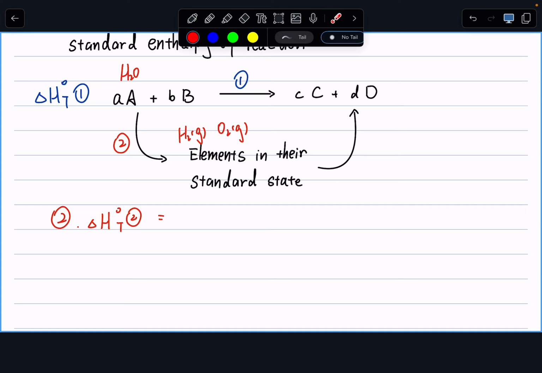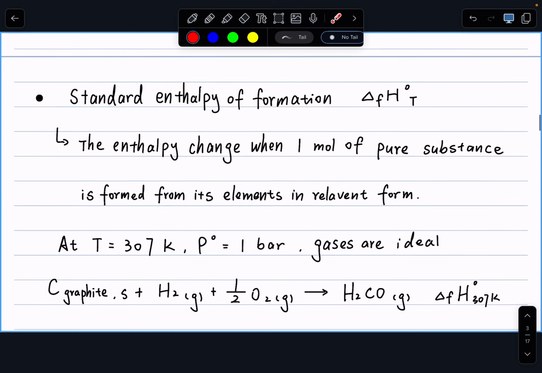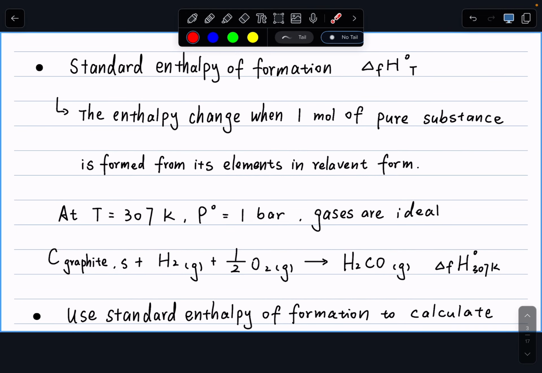And that relates to our definition of the heat of formation of substances. So now let's go back to the heat of formation. When we say the standard enthalpy of formation, the F here denotes formation. It's telling us that's the enthalpy change when 1 mole of the pure substance is formed from its elements in their relevant form.